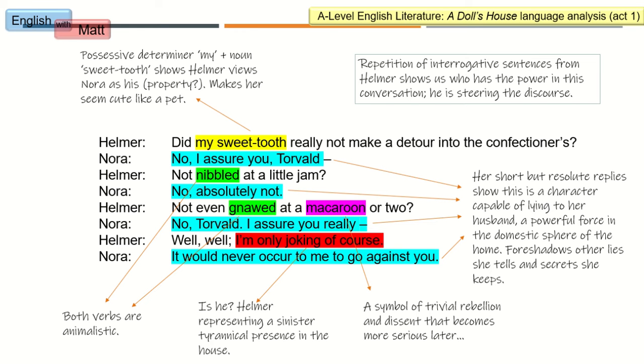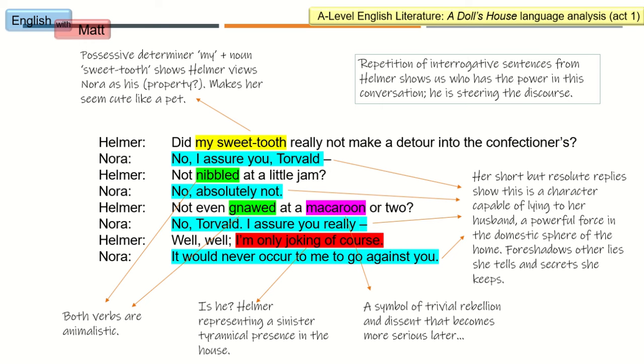Macaroon, of course, is a type of confectionery sweet, and in this case it's being used as a symbol to show that she is capable of a rebellion. It might be a trivial rebellion and also a trivial form of dissent, but it of course also shows that she is capable of keeping secrets.